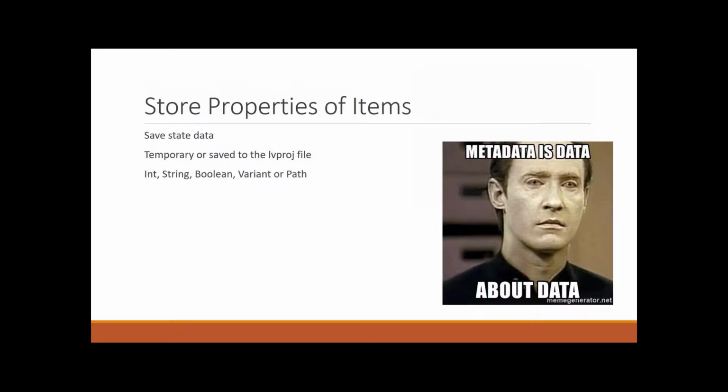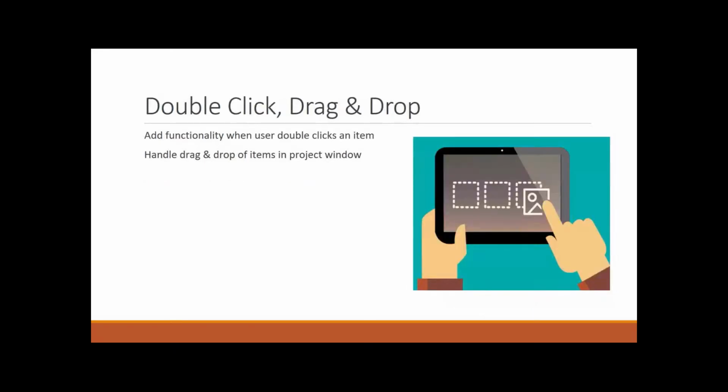You can store properties of items. So you can store some metadata and save it to the project, or you can make it disposable data that gets thrown away. And I thought this was funny, metadata is data about data. So yeah, storing some properties and things like that. You can have functionality about, if you double click on an item, you can have it override what LabVIEW does with it. So you could say, instead of opening up your VI front panel when you double click, you can actually make it open up your block diagram if you want.